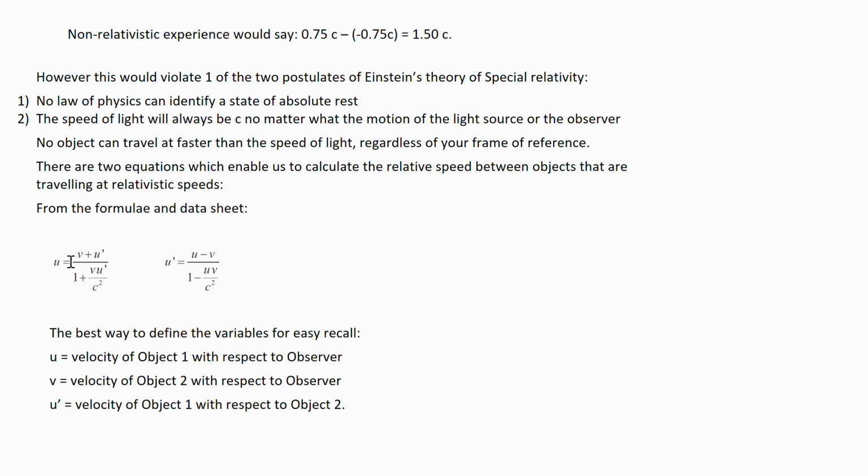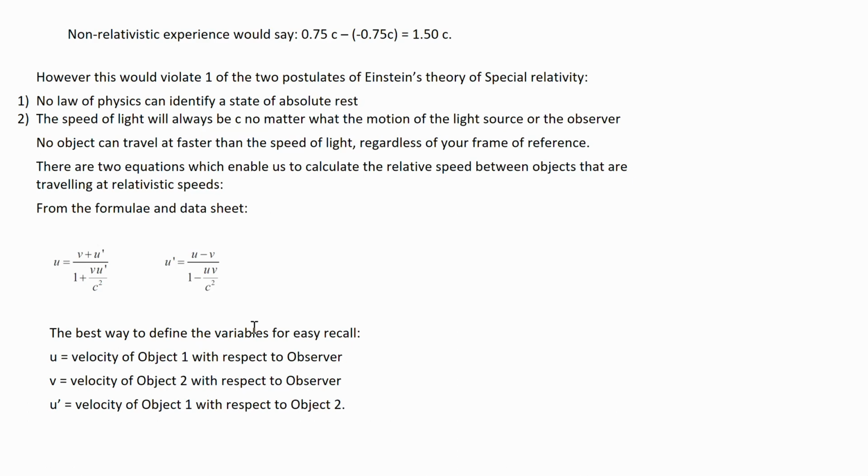So we've got u is equal to v plus u dash divided by 1 plus v times u dash over c squared. And the other equation is u dash is equal to u take v divided by 1 take away u times v over c squared. As with all equations, you need to know how to use them in order for them to be useful.